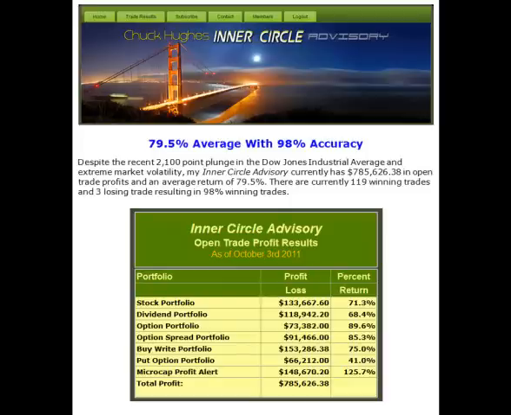I use my trade selection process to select stock and option trades for my Inner Circle advisory service, and I'm displaying the open trade profit results as of October 3rd, and the Inner Circle portfolios currently have an open trade profit of over $785,000. The average return is 79.5%, and there's currently 119 winning trades and 3 losing trades, resulting in 98% winning trades.